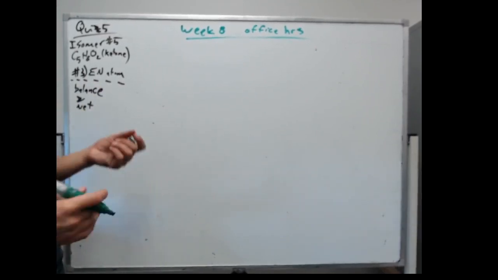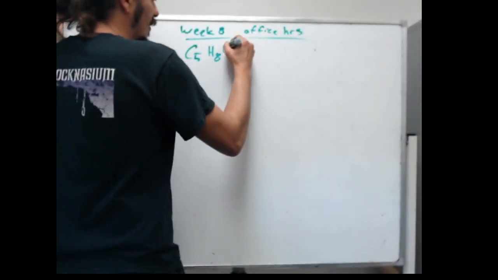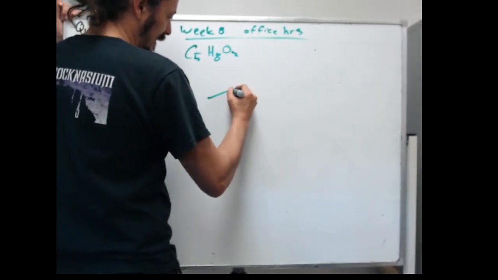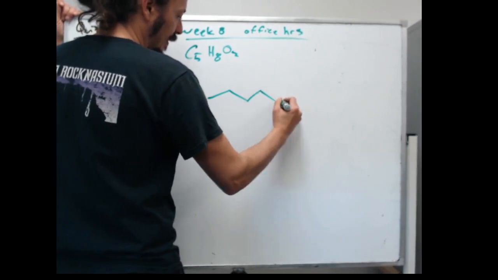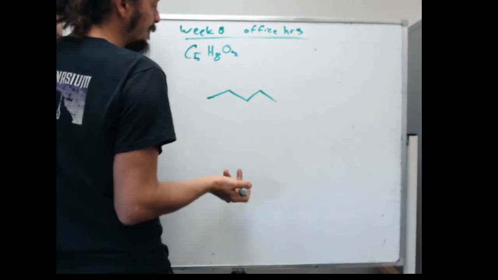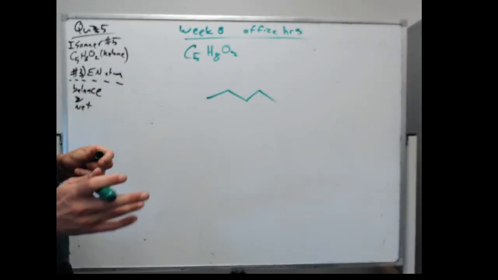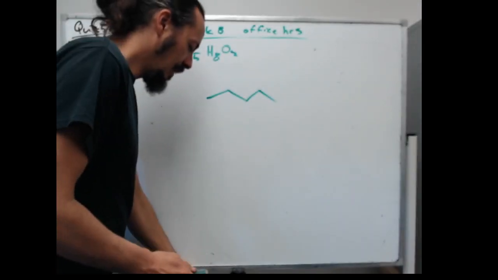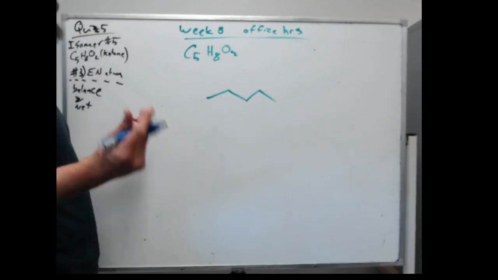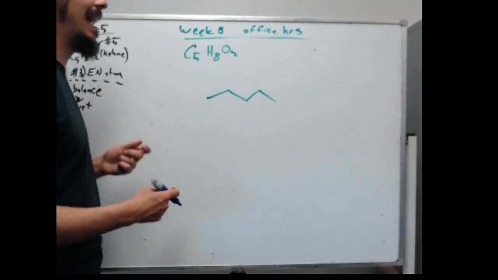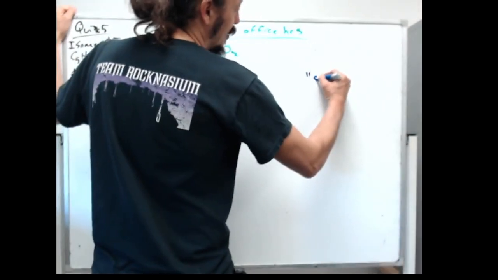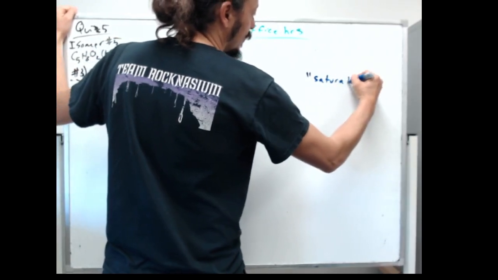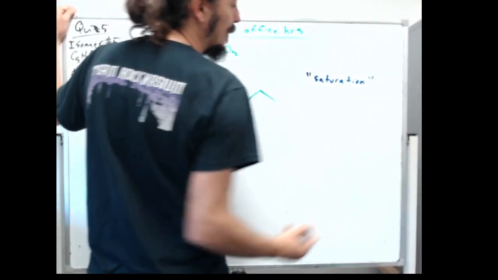The isomers question. It was a C5H8O2. And so there's 1, 2, 3, 4, 5 carbons. Quick trick I want to show you all. When you have a hydrocarbon, there's a trick to figure out how many double bonds you need to have. And that's called saturation, or they call it degrees of unsaturation.